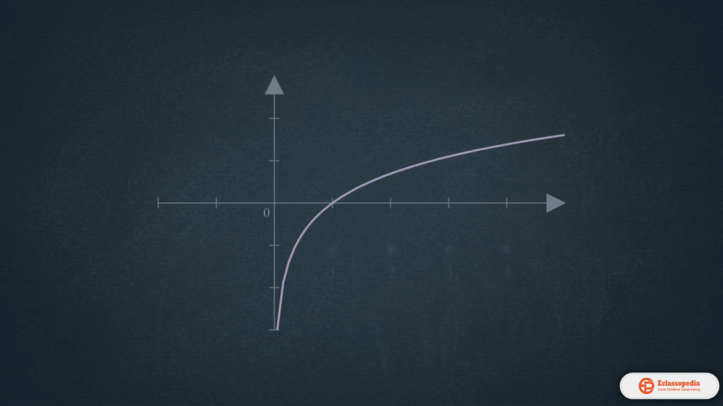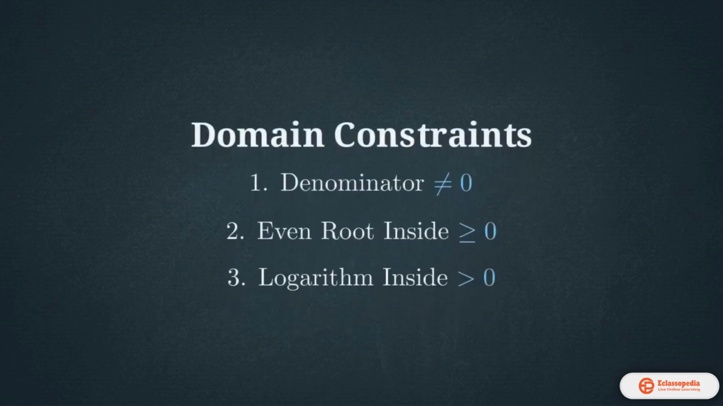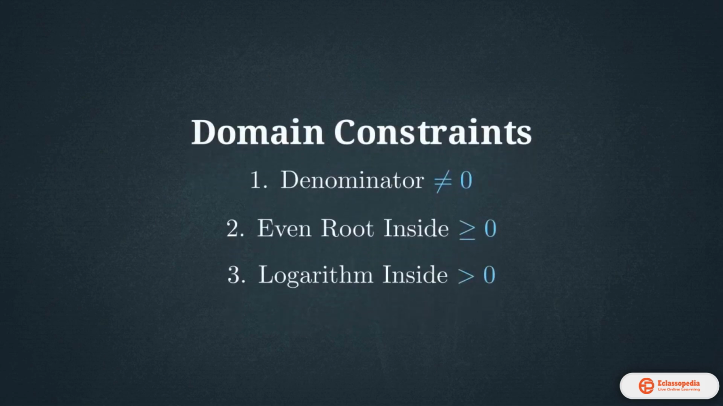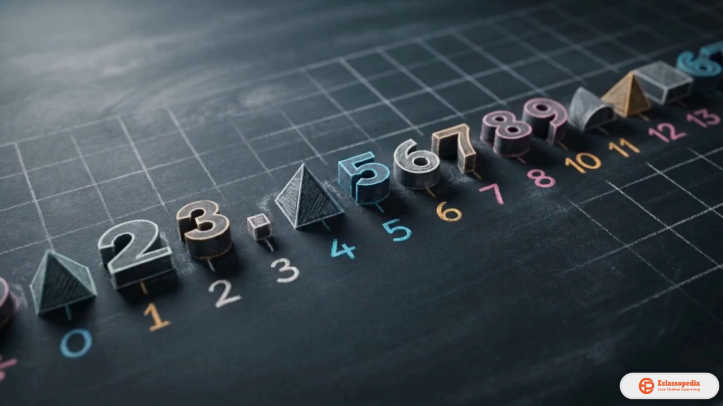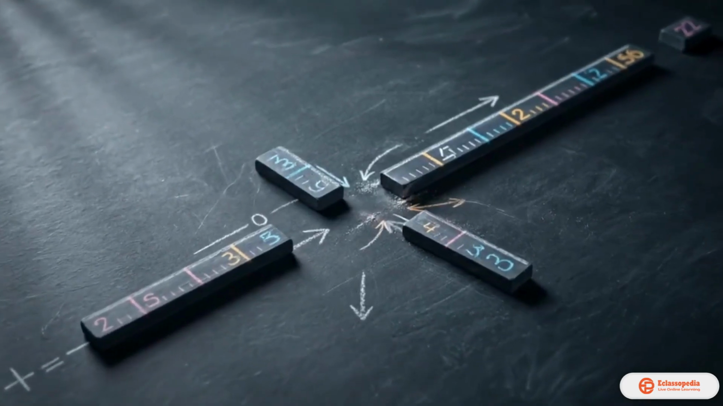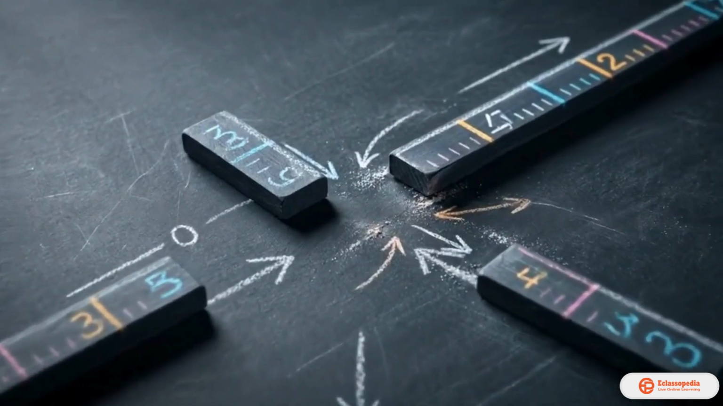Second, you have square roots. It is mathematically impossible to input a negative number into an even root and yield a real result. Third, logarithms require inputs to be strictly greater than 0. A logarithmic function hits a hard mathematical barrier if you try to input 0 or any negative number. Calculating a domain is a process of elimination. You start with the entire number line and remove the specific values that cause the equation to fail.